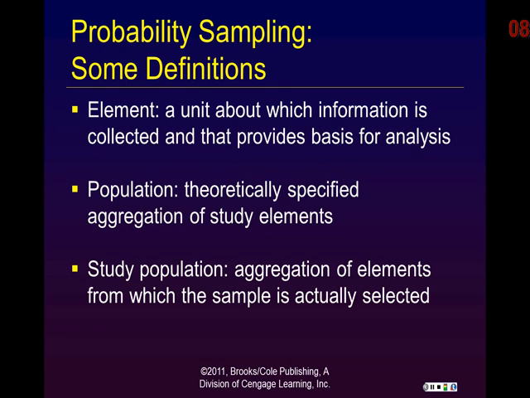Before we dive into how to do probability sampling, we should probably define a few terms. Rubin and Babbie refer to the element, and that is the term that in other contexts might be called the unit of study. It is the most basic unit about which information is collected and then provides the basis for analysis. In fact, sometimes it is called the unit of analysis.